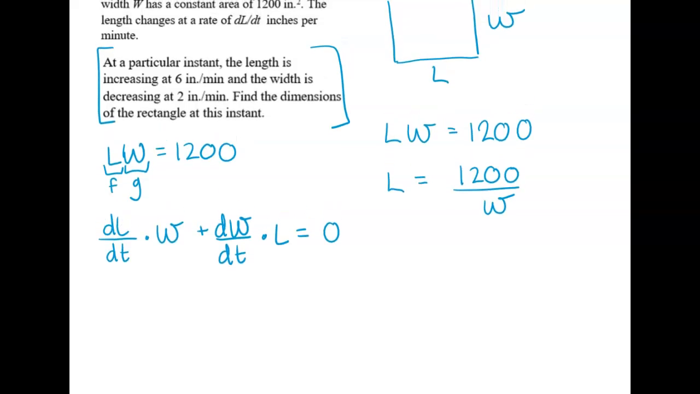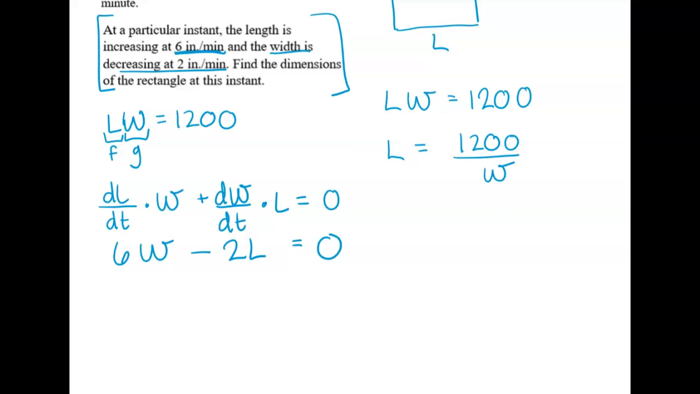So now let's see, what do we know? Length was increasing at 6 inches per minute, so this is 6 times W. And then here, the width was decreasing at 2, so this is minus 2L, or plus negative 2L, equals 0.